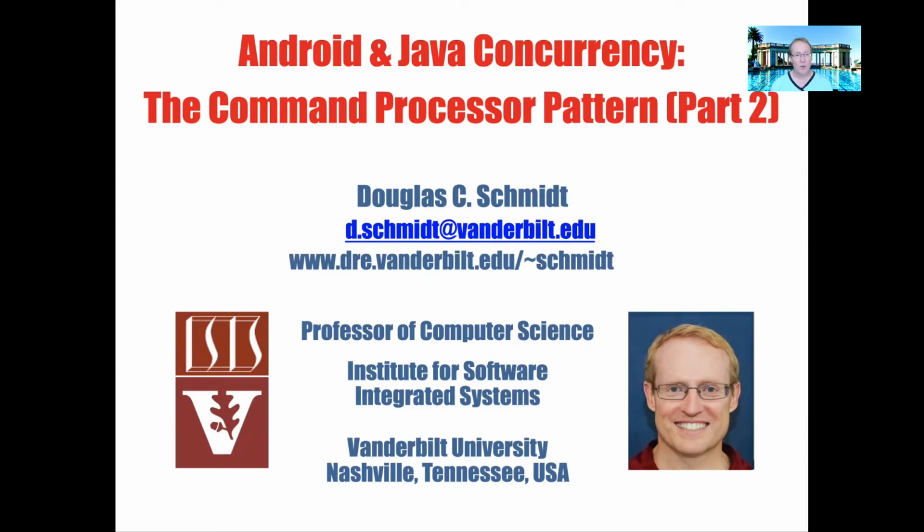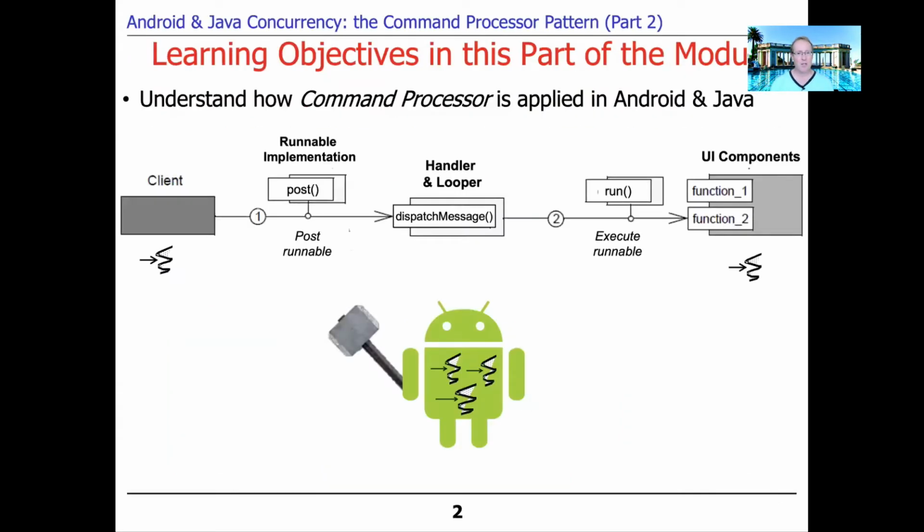So now that I've walked through the overall intent and applicability and structure and functionality and consequences and known uses of the command processor pattern, let's take a deeper dive in terms of how it's actually implemented. And we're going to talk about how this pattern is implemented and applied in the context of both Android and Java. And as I had mentioned before, there's great Android use cases, and there's also great Java use cases.